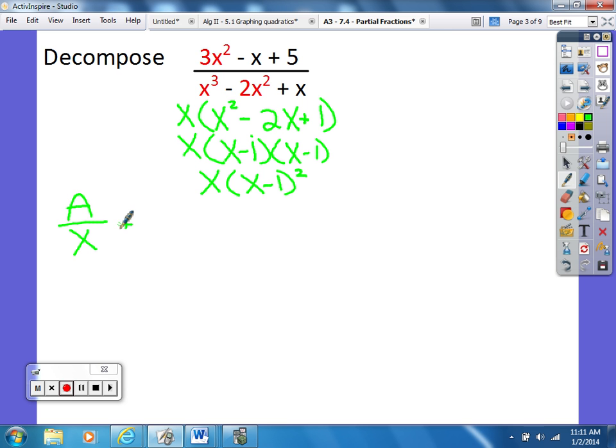There's no squared on the x, right? That squared's on the outside. I really don't care if it's on the outside. If there's none on the x, I just get to write that.